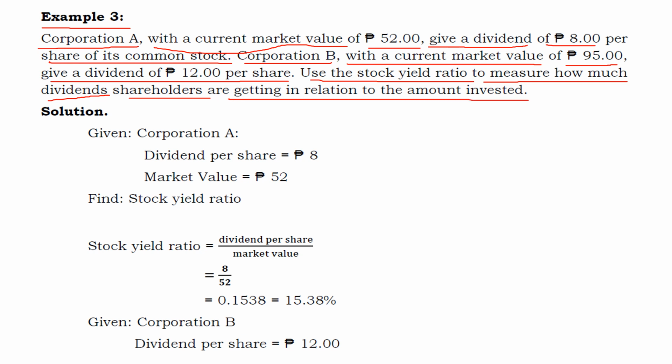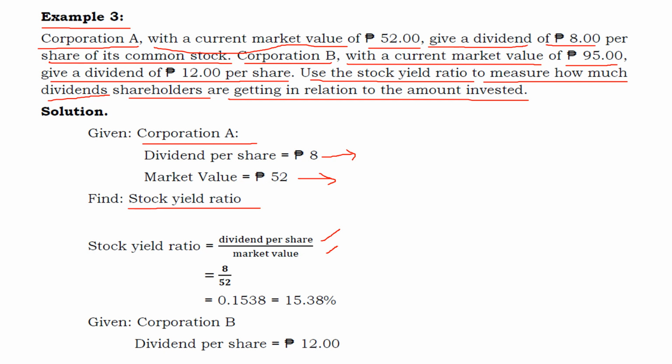So for the solution, we need to list down first all the given values for Corporation A. The dividend per share is 8 pesos. The market value is 52 pesos. And we're asked now for the stock yield ratio. And what is the formula now for the stock yield ratio? The formula is the dividend per share divided by the market value.